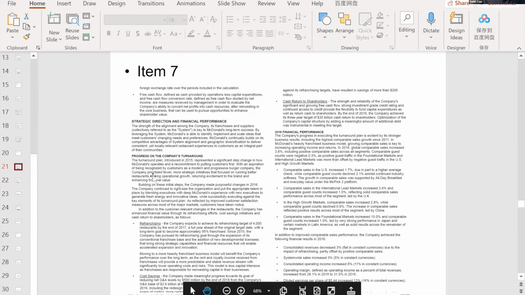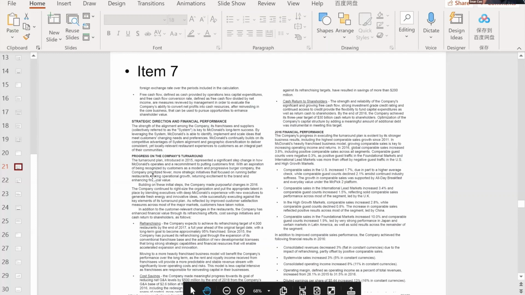They talk about the strategic directions, financial performance, and the company's financial performance. This is discussing financial performance. Let's look at the second one. They talk about outlook. This is forward looking. They want to talk about the future. In the future, what will happen?